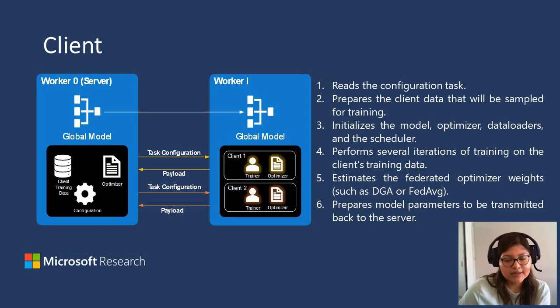Let's move on to client. All of the processes to compute the gradients that are delivered to the server happen here. Each independent client performs the following. Reads the configuration task. Prepares the client data that will be sampled for training. Initializes the model, optimizer, data loaders, and the scheduler. Performs several iterations of the training on the client's training data. Estimates the federated optimizer weights, such as DGA or Fed average. And finally, prepares model parameters to be transmitted back to the server.